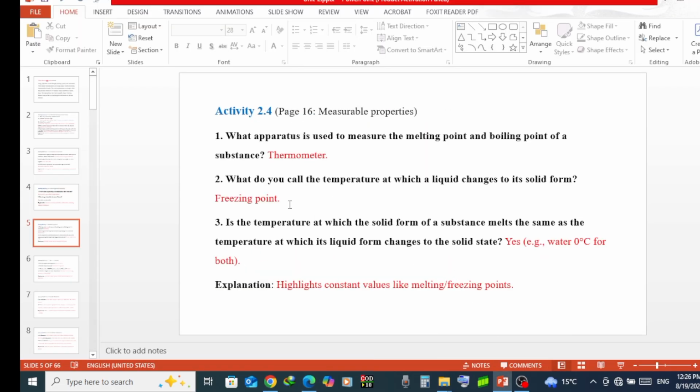What apparatus is used to measure the melting point and boiling point of a substance is thermometer. Therefore, a thermometer is what we can use to measure the melting point and the boiling point of a substance. The other question is what do you call the temperature at which a liquid changes to its solid form? Liquid to solid. It is called freezing point.